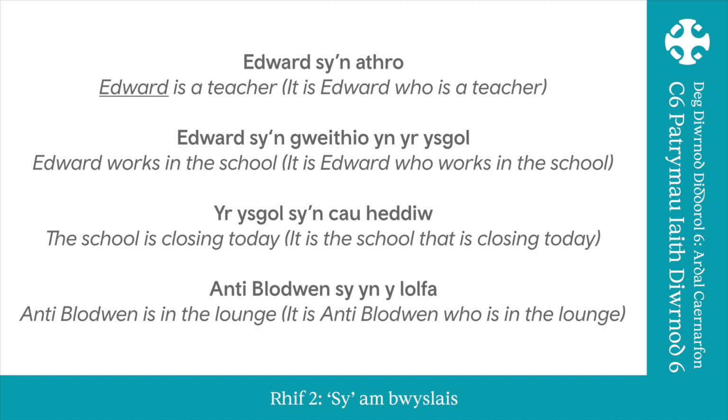If the second part is indefinite or non-specific, use sy. Edward sy'n athro. Edward's a teacher. It is Edward who is a teacher. Also, if the emphatic sentence gives information, for example, a verb, adjective or preposition, we use sy. Edward sy'n gweithio yn yr ysgol. Edward works in the school. It is Edward who works in the school.